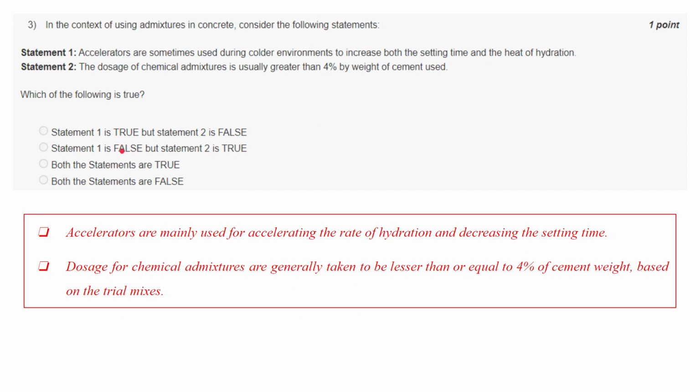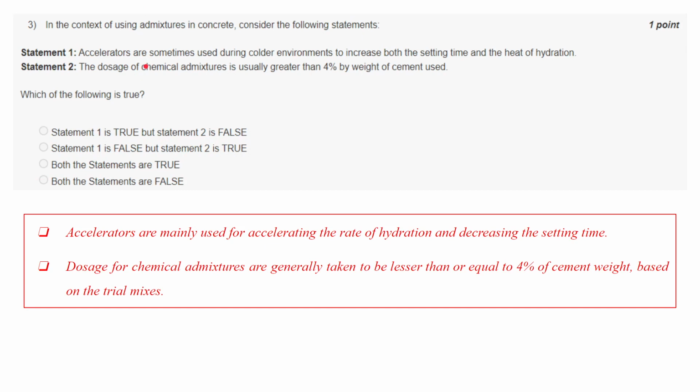So let us go to the third question. In the context of using admixtures in concrete, consider the following statements. Statement 1, accelerators are sometimes used during colder environments to increase both the setting time and the heat of hydration. Statement 2, the dosage of chemical admixtures is usually greater than 4% by weight of cement used. Which of the following is true? Statement 1 is true, 2 is false; 1 is false, 2 is true; both are false.